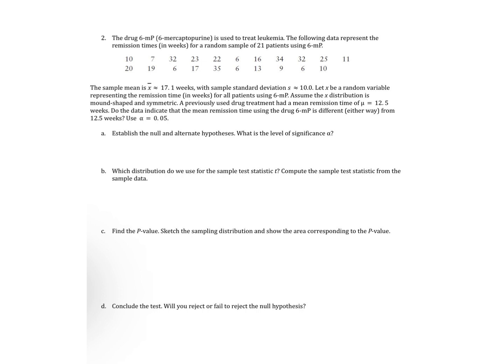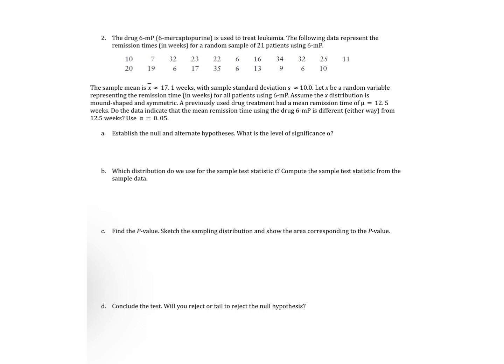And here's an example. The drug 6-MP is used to treat leukemia. The following data represents the remission times in weeks for a random sample of 21 patients using 6-MP. The sample mean x bar is approximately 17.1 weeks, with sample standard deviation s approximately equal to 10.0. Now remember, if you were given a list of data, you could also enter the data into a spreadsheet and calculate the sample mean and standard deviation if those were not provided.